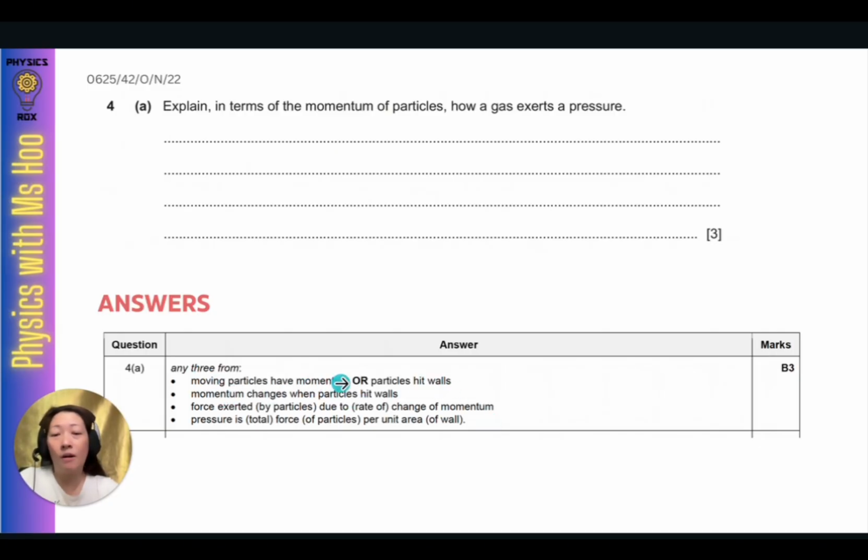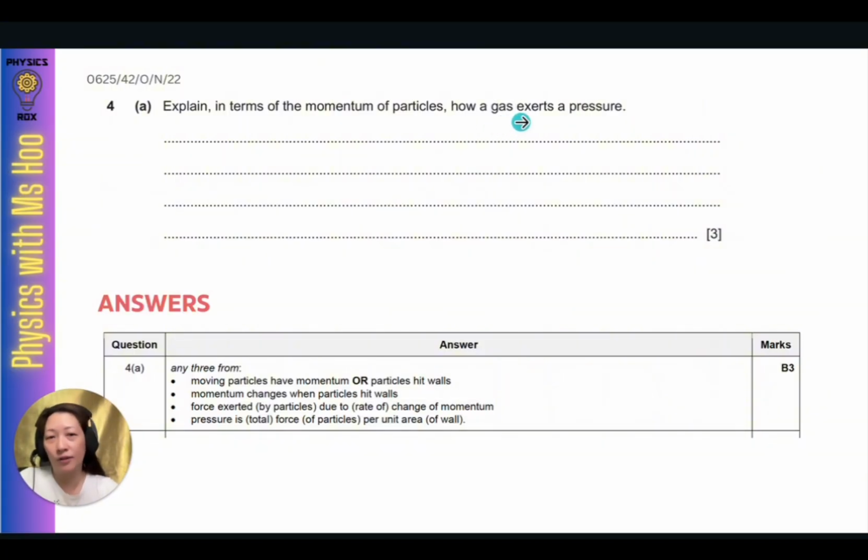So as you can see in the answer scheme here, you need to talk about how moving particles have momentum or that the particles hit the walls. And this causes a change in momentum. Force is exerted due to the change of momentum, and pressure is the total force per unit area. This question is asking how the gas particles exert pressure.